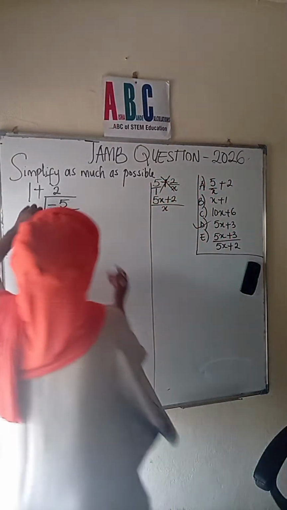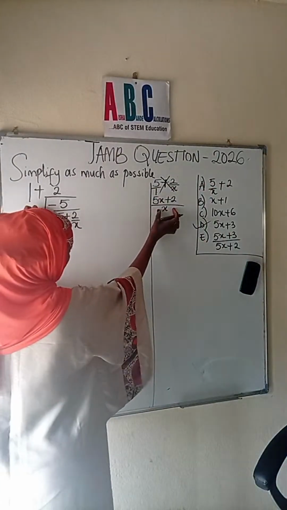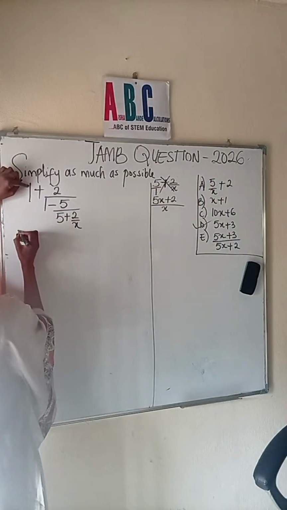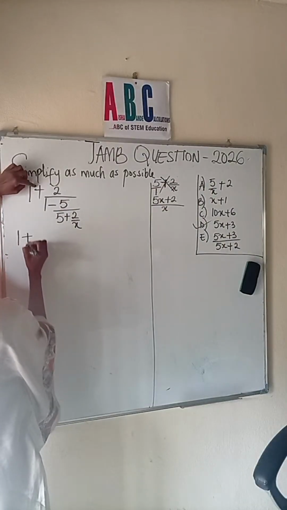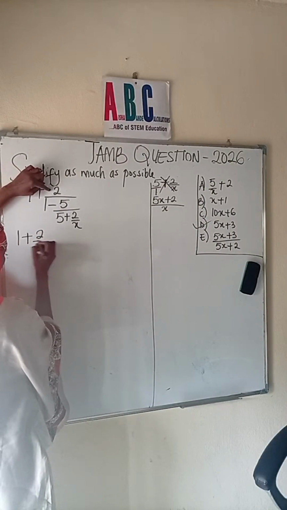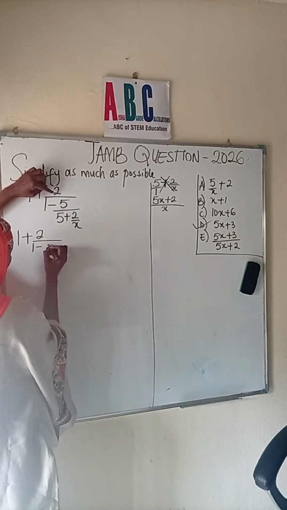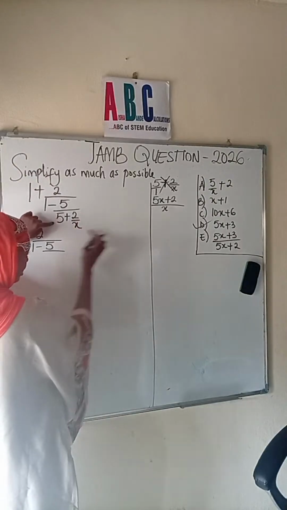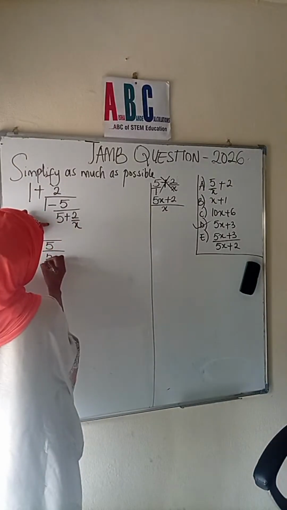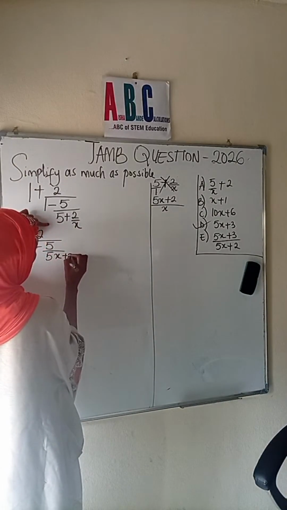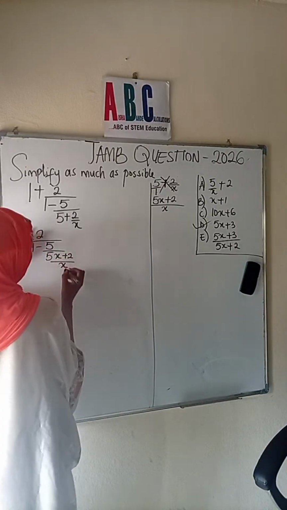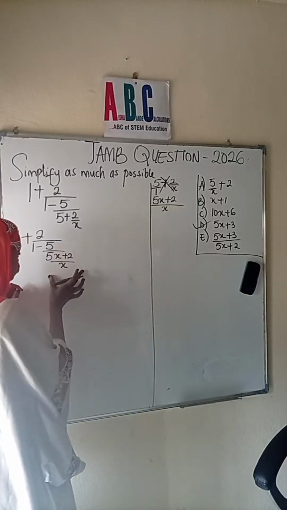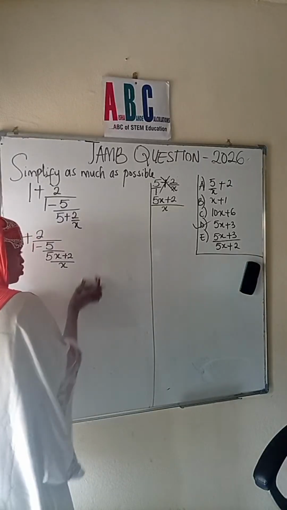So now let's represent the whole of this with 5x plus 2 over x. We'll come back again and repeat the same question. This now becomes 1 plus 2 all over 1 minus 5 all over. Now the 5 plus 2 over x, we now represent it as 5x plus 2 over x. We understand this, right?